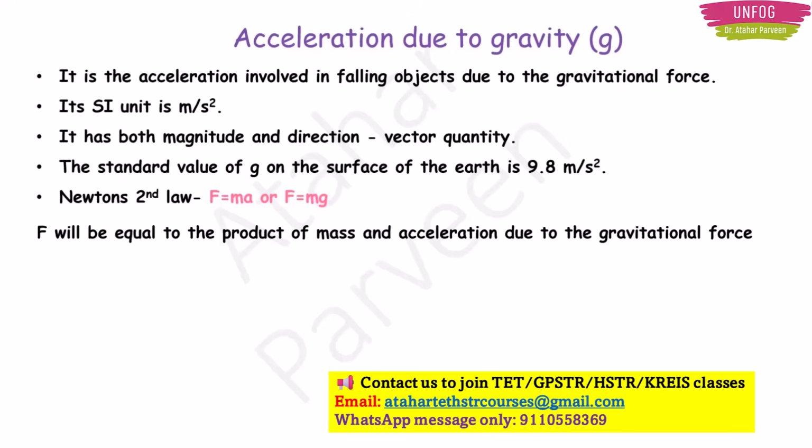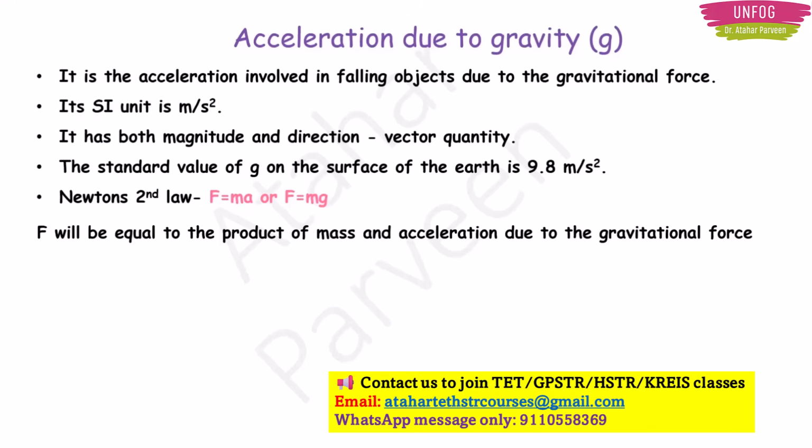Basically, the acceleration which is caused due to gravity is known as acceleration due to gravity. Its symbol is small g and its unit is the same as that of acceleration, that is meter per second square, and this also has magnitude and direction. That's why this is a vector quantity like our normal acceleration, and its standard value on the surface of the earth is 9.8 meter per second square. But in numericals where you don't require any accuracy, you can use the value of g as 10 meter per second square. It will be easy for you to calculate and it will save your time.